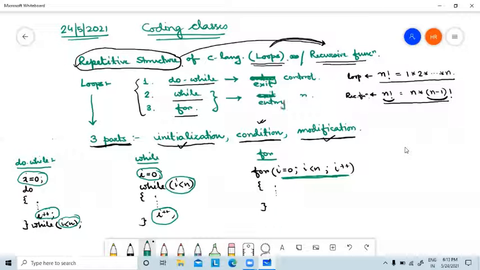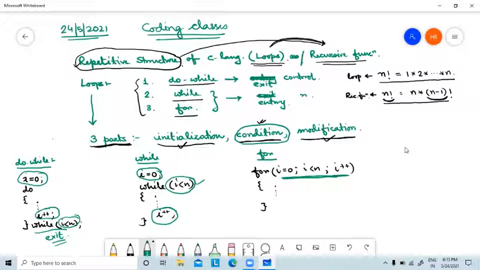So you can easily understand it from the checking of the condition, where I put the condition statement. In case of do while loop, the condition statement is at the end. That's why it is called exit control. At the time of exit, it will check the condition.